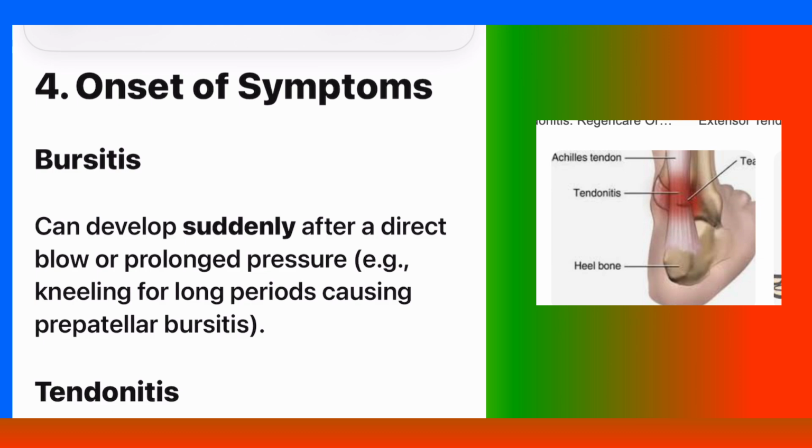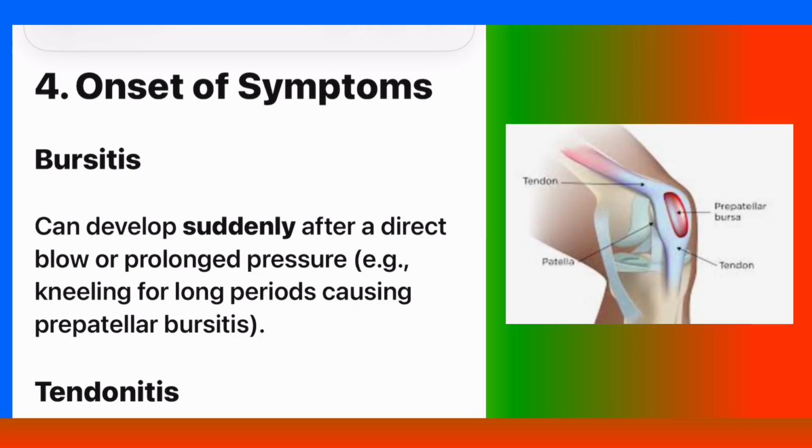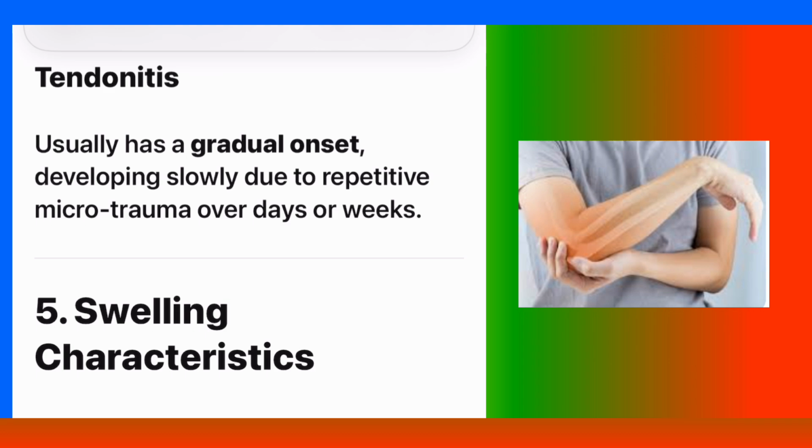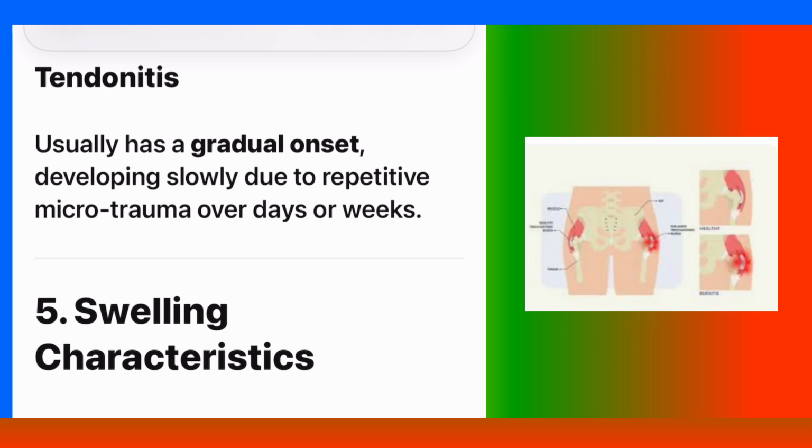Number 4, onset of symptoms. Bursitis can develop suddenly after a direct blow or prolonged pressure, e.g., kneeling for long periods causing prepatellar bursitis. Tendonitis usually has a gradual onset, developing slowly due to repetitive microtrauma over days or weeks.